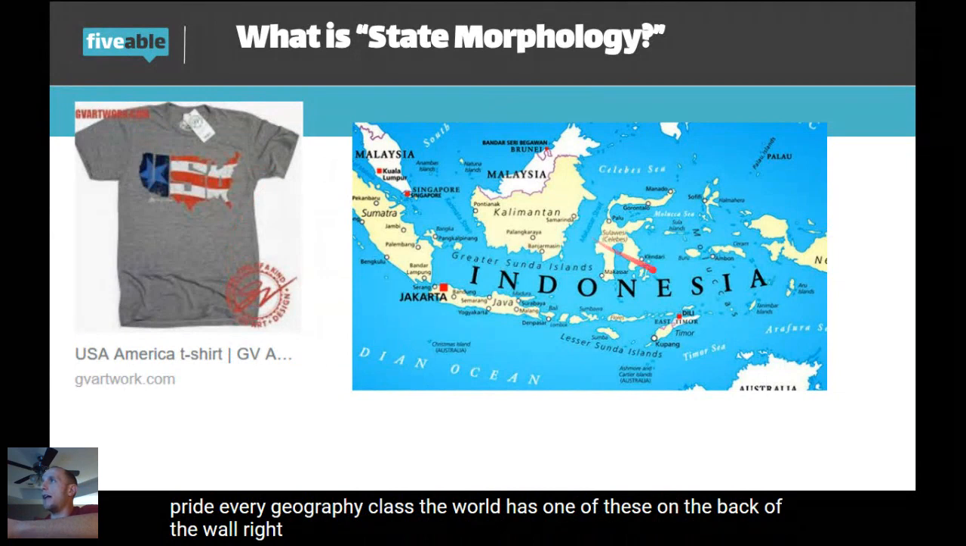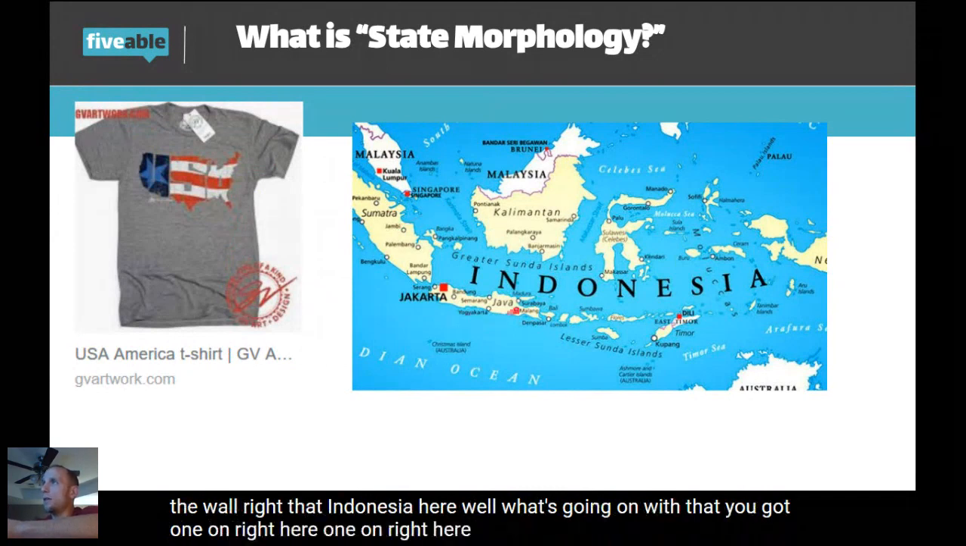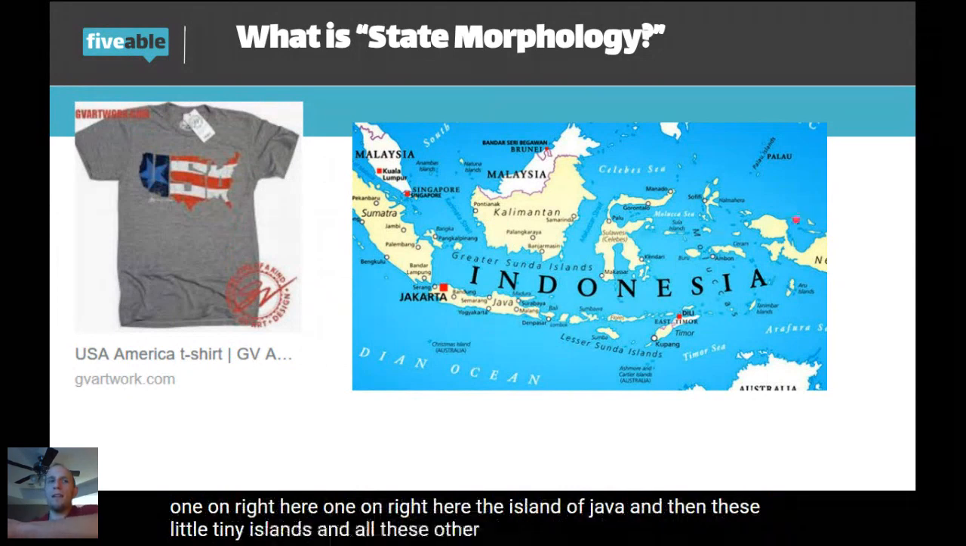You can also see that Indonesia here. Well, what's wrong with that? You've got one island right here, one island right here. The island of Java, and then these little tiny islands and all these other. That right there is an example of a centrifugal force.